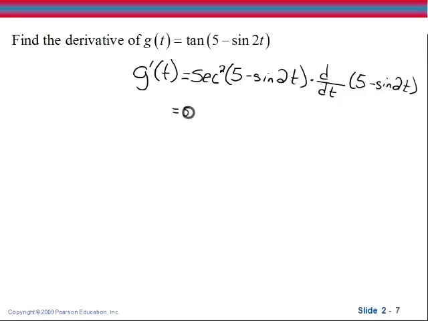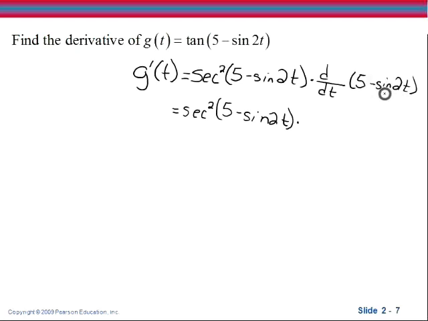Okay, so that gives us, I'm sorry, secant squared 5 minus sine 2t times. Now when we take the derivative here, of course the derivative of 5 is 0. So we are looking at the derivative with respect to t of negative sine 2t. And again, sine is our outside function and 2t is our inside function. So we start by differentiating sine.